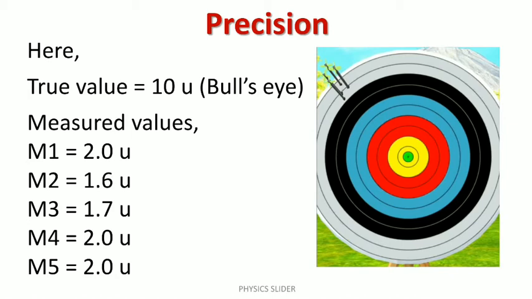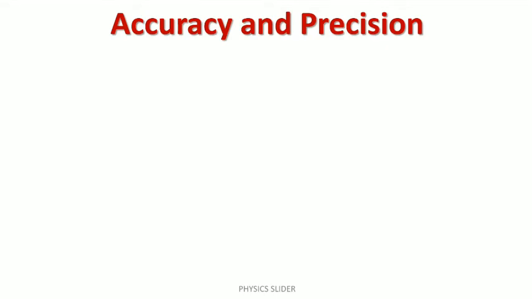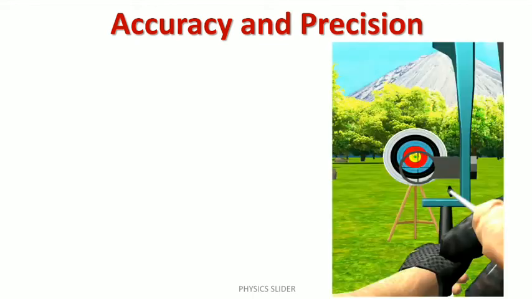Now moving ahead, we will see the accuracy and precision together. Is it possible that we can say accuracy and precision together? Yes, it is possible. We will illustrate this with the help of an example. Watch here.